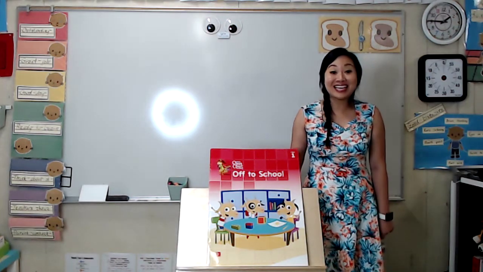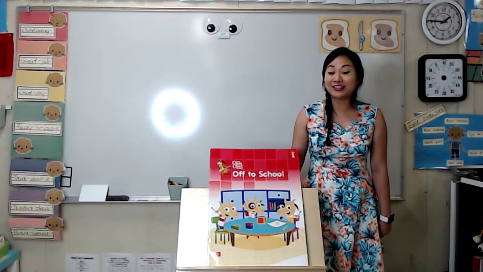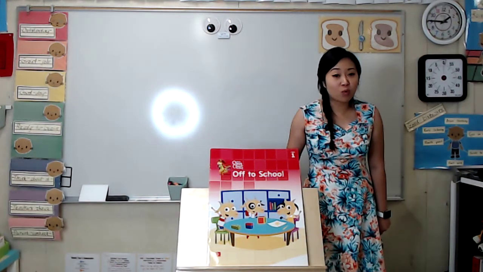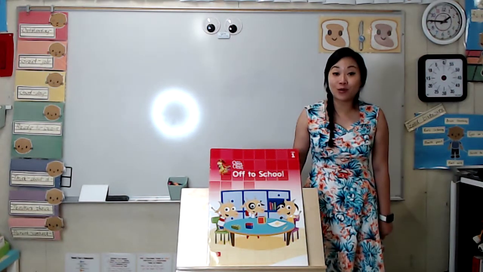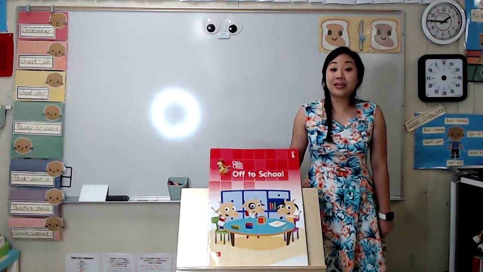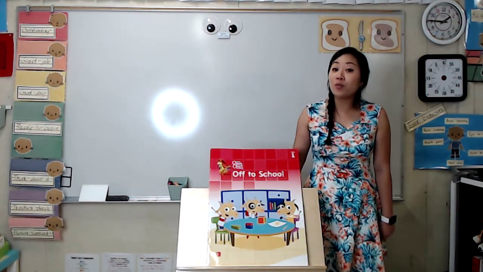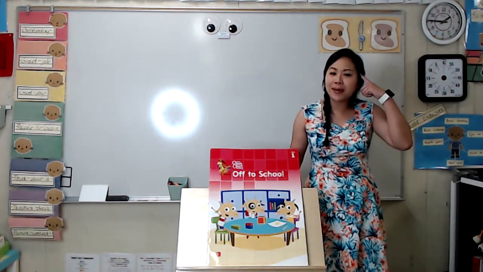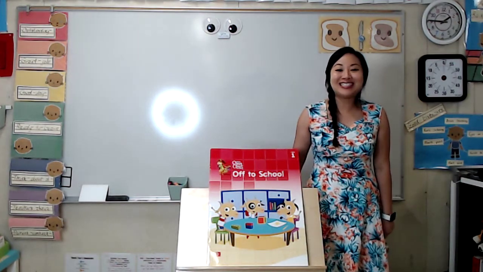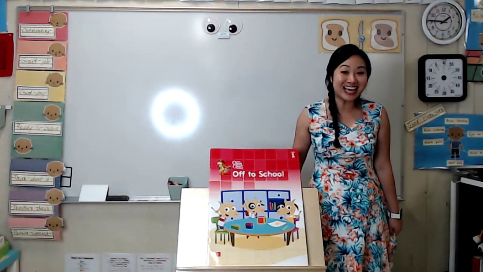Yesterday, we read The Kissing Hand in our big book about school. Good readers read stories more than once to help them understand the story and the characters better, because when we read a story more than once, it helps our brains pick up on more details. So today, we're going to read The Kissing Hand again.